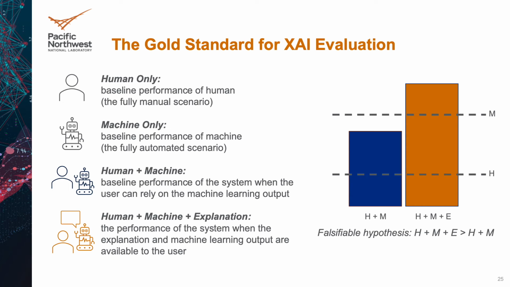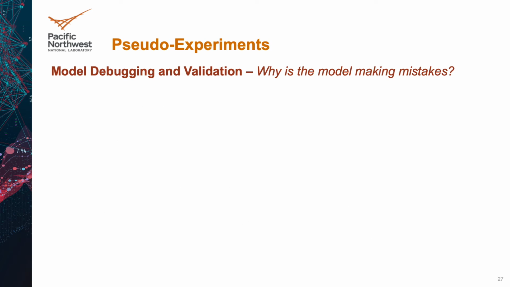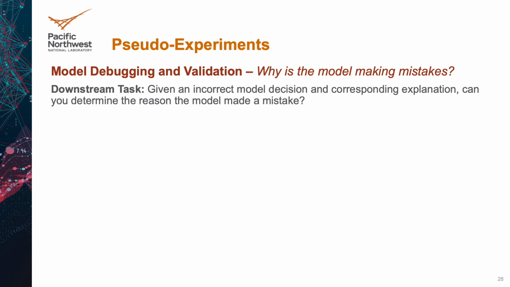Next, we will go over some pseudo-experiments that address each of the use cases we identified before. Model debugging and validation is a developer-focused use case that leverages explanations as a means of improving the model. Here, explanations are used to provide insight into the mechanism of complex black box models, for example, neural networks, to identify flaws or biases in the algorithm or the training data that can be addressed in development. An example downstream task for this use case would be, given an incorrect model decision and corresponding explanation, determine the reason the model made a mistake.